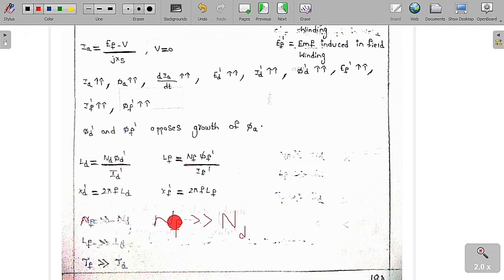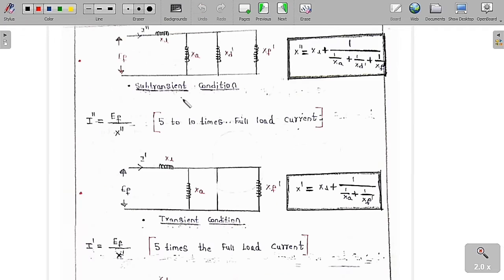You can see clearly the number of turns of the field winding is higher than the number of turns of the damper winding. Therefore, the inductance of the field winding is always higher than the inductance of the damper winding. So we can say the time constant of the field winding is always higher than the time constant of the damper winding. Now we are going to visualize three different conditions.